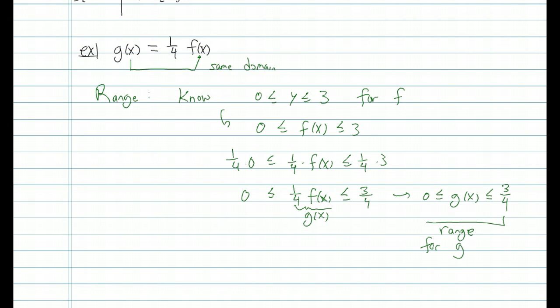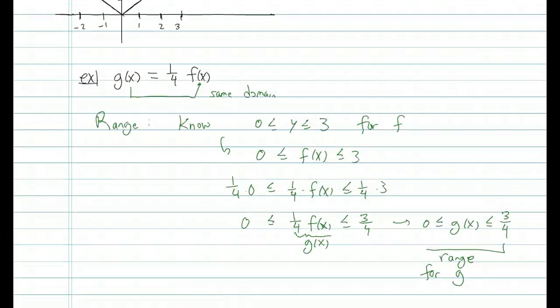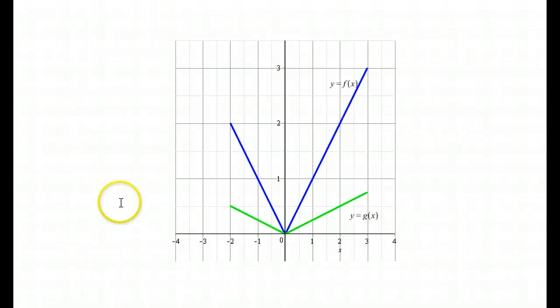Now that aligns with what we had said before in the function transformation explanations. If we multiply by a number in the front or on the outside, and that number is less than 1, it's going to vertically compress the graph by a factor equal to that number. So it's going to compress the graph by a factor of 1/4. Let's take a look at that.